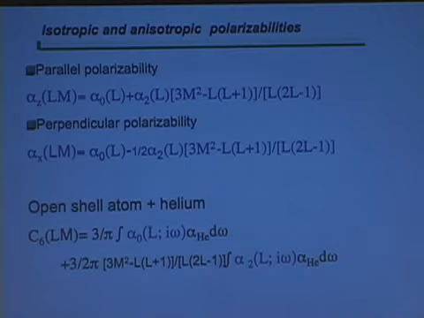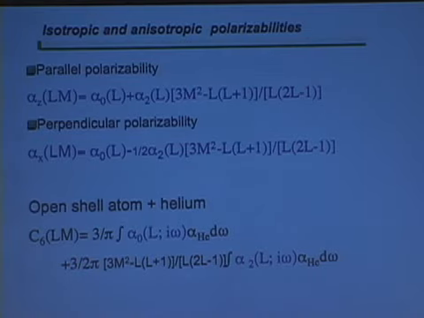The largest angular momentum we calculated, I think, is L equals 6. That is in the I state. And then once we have those alpha 0s and alpha 2s, we can use this equation to calculate the C6 coefficient for an open shell atom plus a helium atom. The polarizabilities for helium atoms are isotropic.